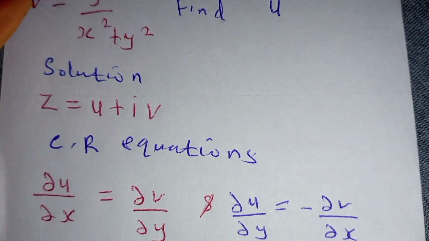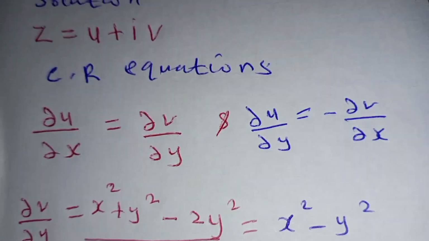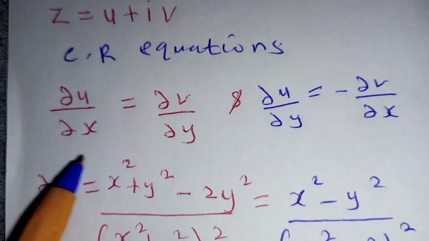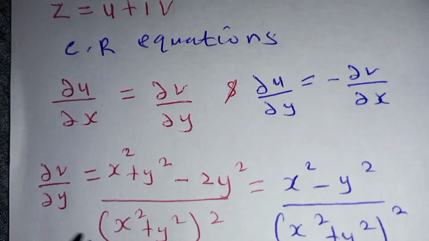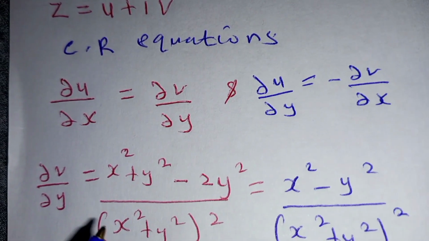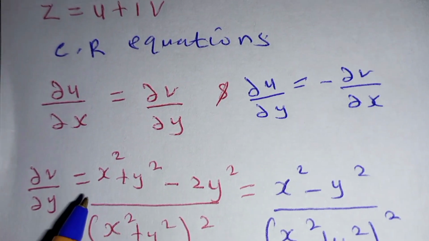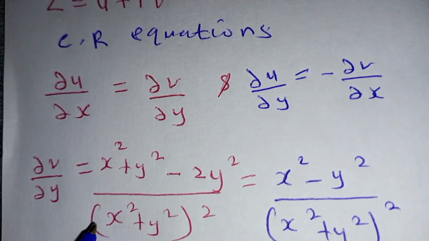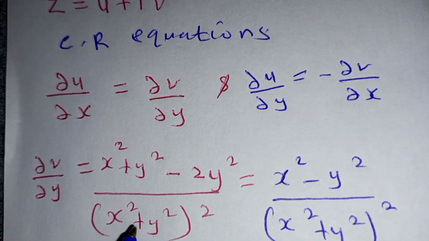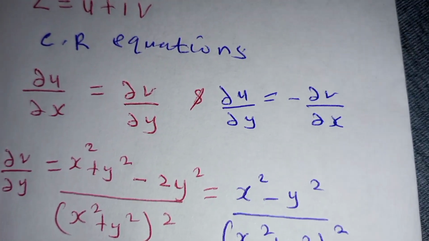Now, from the given function v, we are going to get the partial derivative of v with respect to y. When we differentiate v with respect to y, we differentiate it by what is called the quotient rule. We are going to obtain x squared plus y squared minus 2y squared, divided by x squared plus y squared, everything squared.